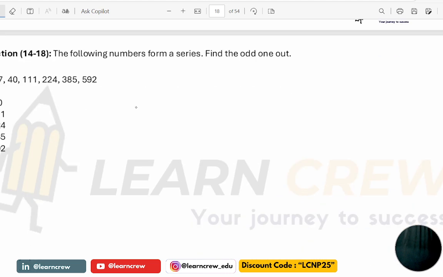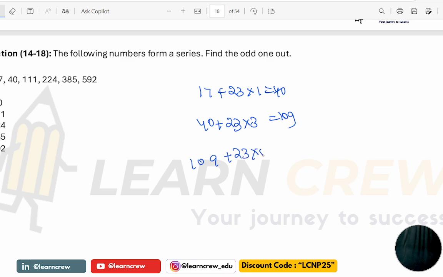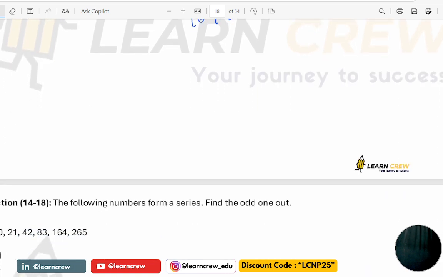Next, 17, 40, 111. So 17 plus 23 into 1 is 40. Plus 40 plus 23 into 3 is 109. 109 plus 23 into 5 is 224. So like that, 109 is the right term, 111 is the wrong term. In that place 109 has to be there.